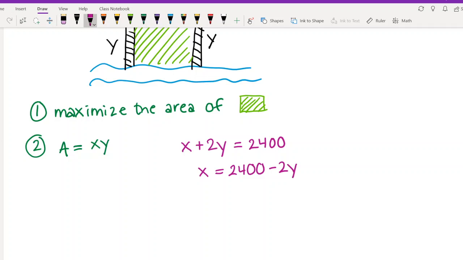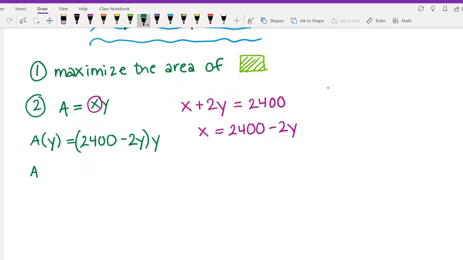So what does that mean? That means that now we're going to replace X with 2,400 minus 2Y, and that will give us a function that is going to be a function of Y. But that doesn't matter, right? It doesn't really matter what letter we use. We didn't even need to use X and Y. We could have used A and B, or whatever letters you wanted. So don't think too deeply about the fact that it's a Y versus an X. Okay, so that's our area function.